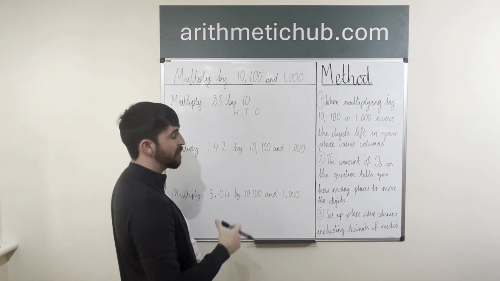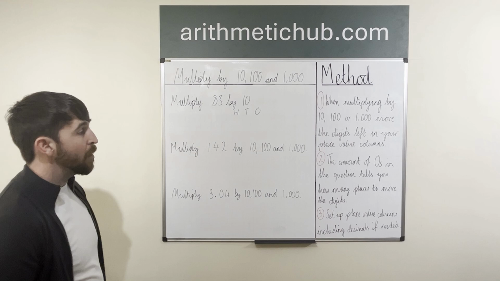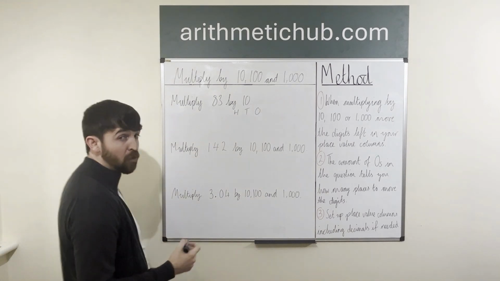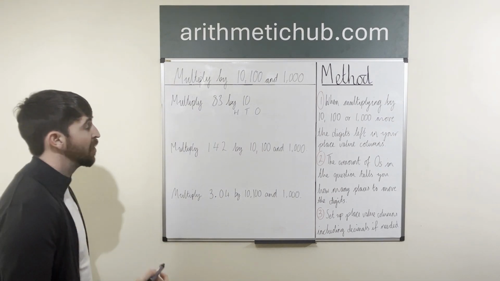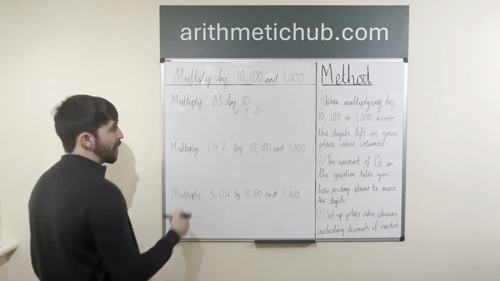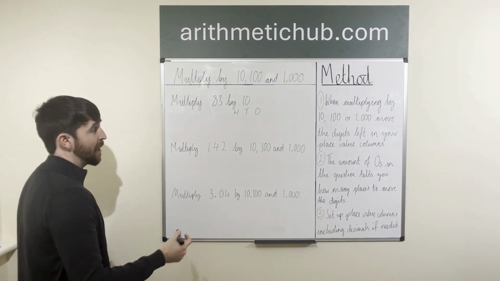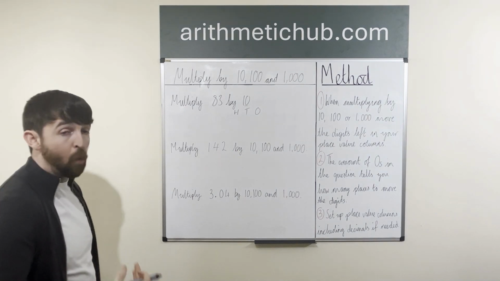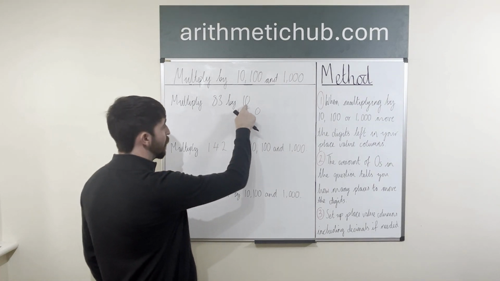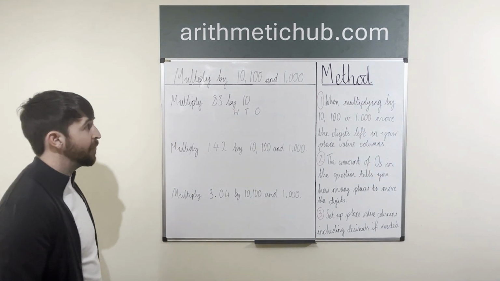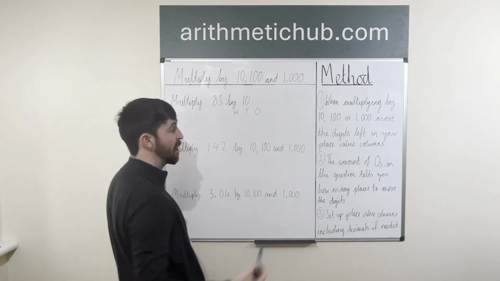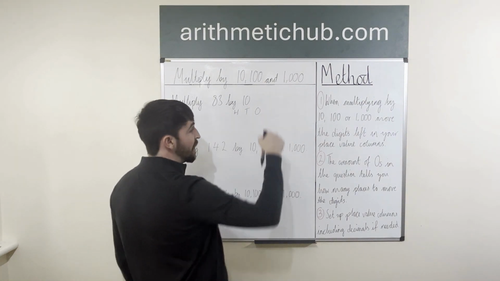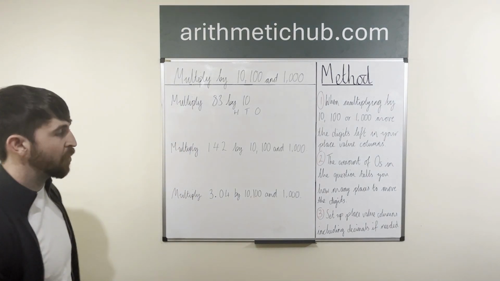The second part of the method says, the amount of zeros in the question tells you how many places to move the digits, and I would underline it in these types of questions when I'm doing them, okay? So the first kind of question here says multiply 83 by 10. I would underline this zero, which tells us we need to move it one place because there's one zero in the question. And that's going to be really handy when we get used to multiplying by 10, 100 and 1000, because then we've got three zeros, so we're moving it three times, okay?